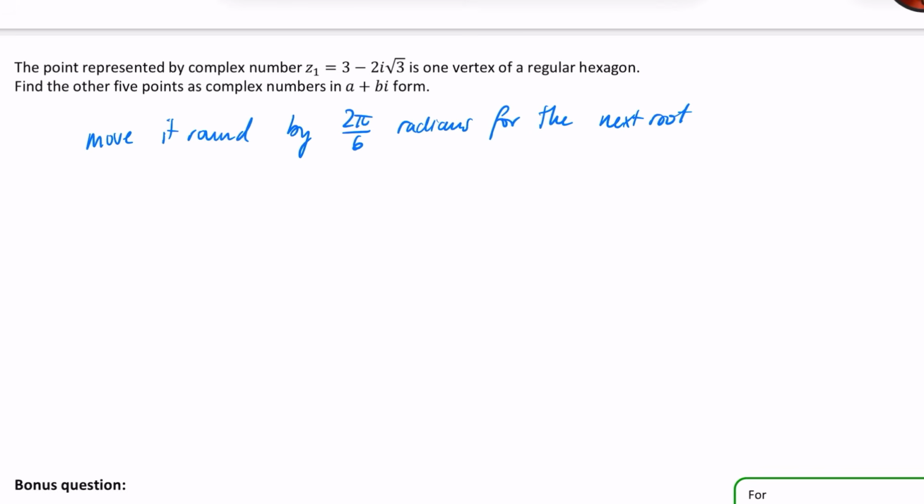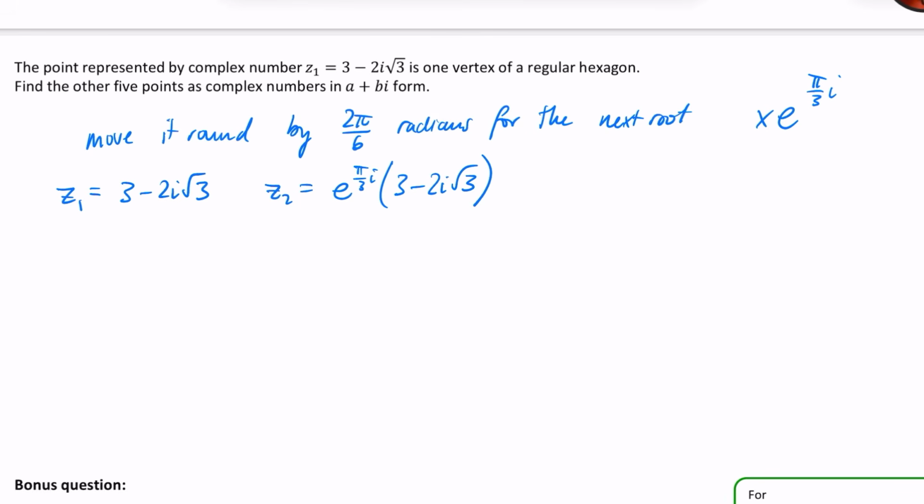So what this is actually saying is we're going to be multiplying it by e to the 2 pi over 6, which is pi over 3i, for this case. So z1 is equal to 3 minus 2i root 3. Now actually your calculator is going to be able to handle this. So this is going to be e to the pi over 3i just multiplied by 3 minus 2i root 3. You don't need to put it back into exponential form because it just wants the answers.